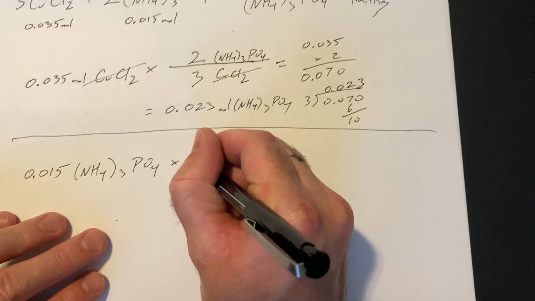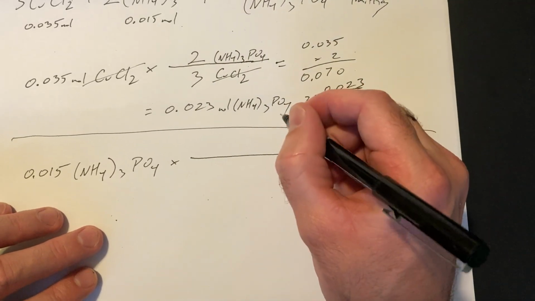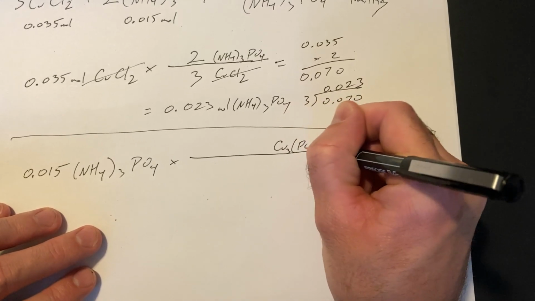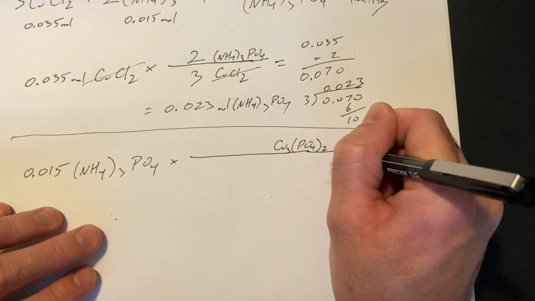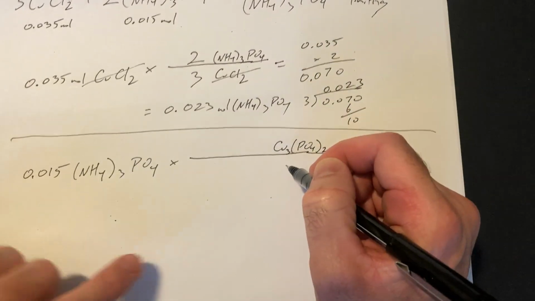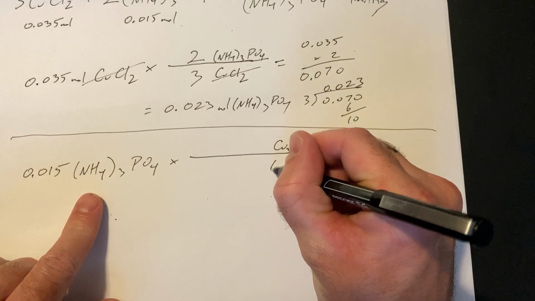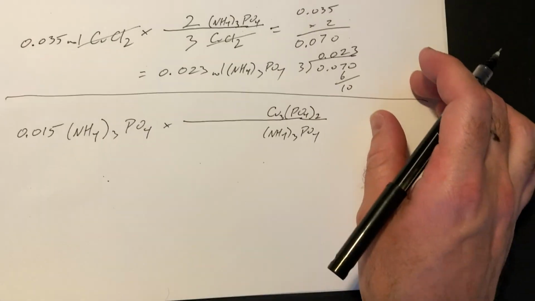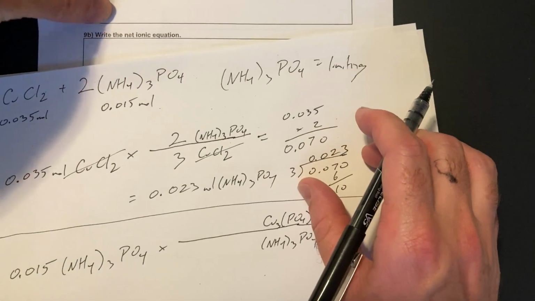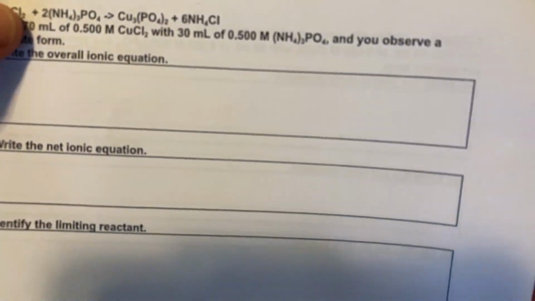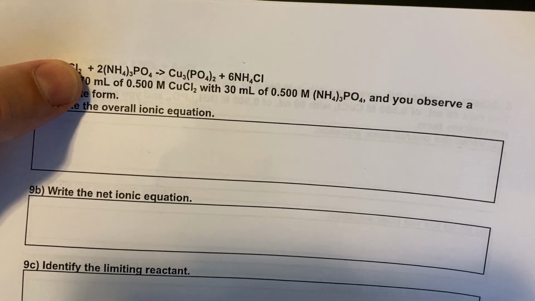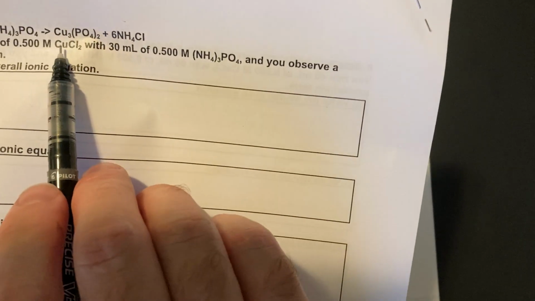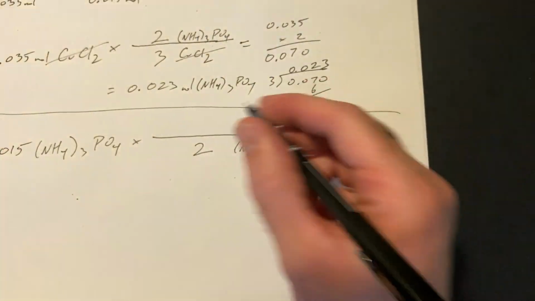So again, we're multiplying it by a ratio. And in this case, what we're looking for is the amount of product that we're going to form. So we put our product on the top, which is our precipitate, Cu3(PO4)2. And on the bottom, you always put the one in this position, (NH4)3PO4. And you just take the coefficients from the balanced chemical equation. Let's look at it right here. Again, the coefficient for my (NH4)3PO4 is 2. I'll just copy that in. The coefficient for my copper phosphate is 1. So I'm just going to write that in.